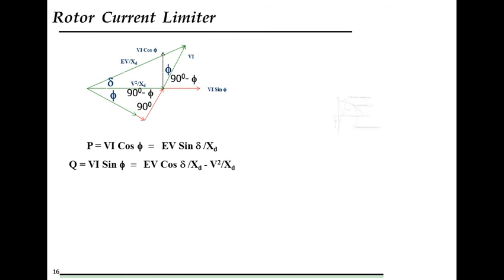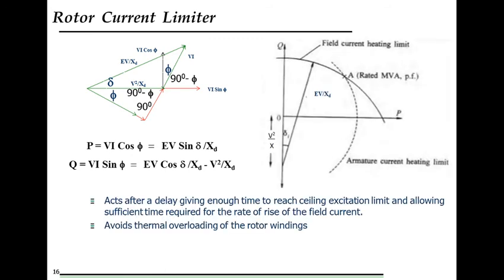Now coming to the rotor current limiter. Refer to the earlier phasor diagram, from where we got that P is equal to VI cos phi and Q is equal to VI sin phi. Here, for the rotor current limiter, we will be focusing on the reactive power. Q is equal to VI sin phi. This can be represented, from the phasor diagram itself, as EV by XD cos delta, where delta is the load angle of the generator, minus V square by XD. You can see it from the diagram itself.